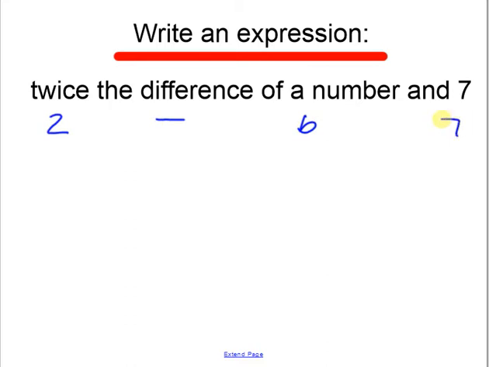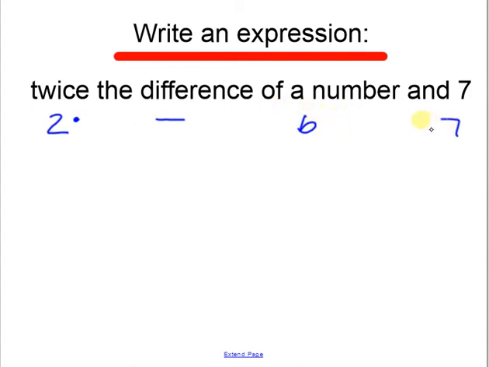Okay, we have something interesting here. We have 3 different numbers and letters when we usually just have 2. So it says twice, that means 2 times. Okay, because if I do something twice, what does that mean? I did it 2 times. So I'm going to put, ooh, I broke my own rule. I'm going to put the dot there. 2 times the difference of a number and 7.